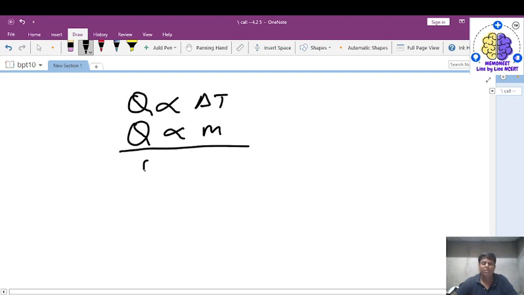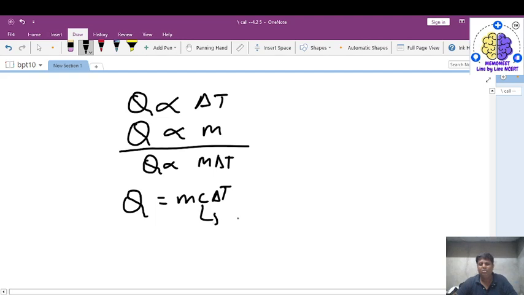So combining this, we'll get Q is proportional to M delta T. To remove the proportionality, we multiply with a proportionality constant, so it becomes Q is equal to MC delta T. Here C is the proportionality constant, known as specific heat capacity. This specific heat capacity is a material property, that is, it is fixed for a given substance.